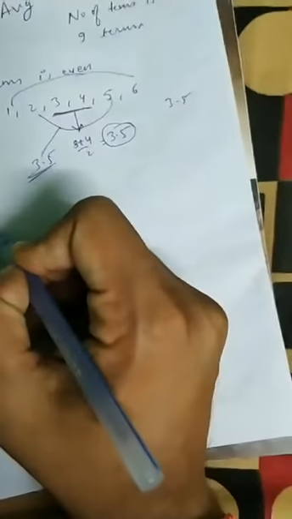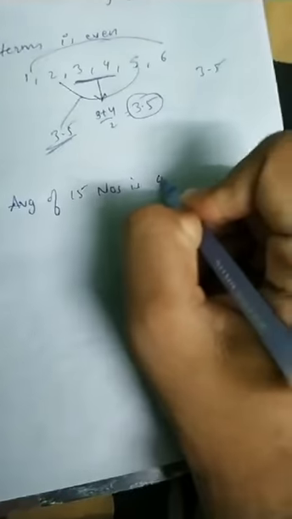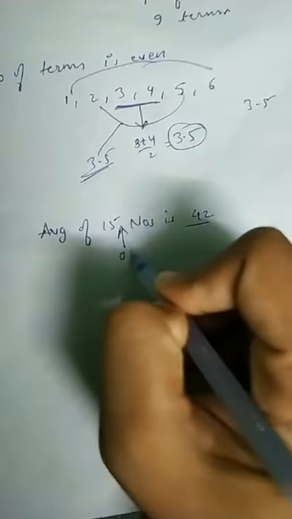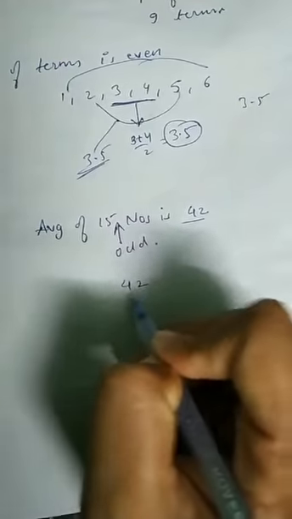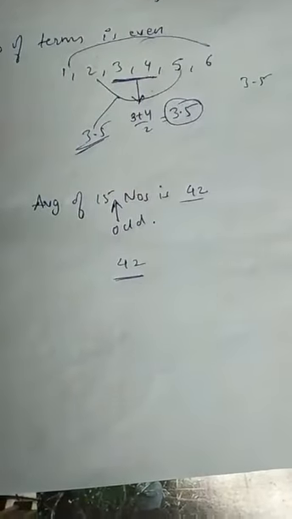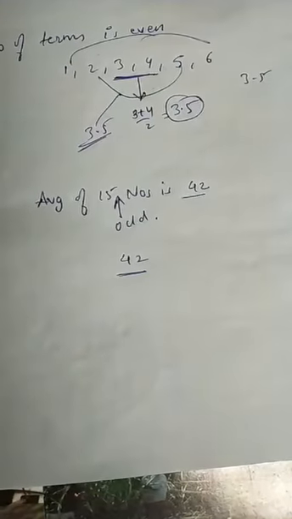Okay, now suppose we have a question: the average of 15 consecutive numbers is 42. What can we assume here? The number of terms is odd. So directly we can say that 42 will be the middle term, since it is the average. We have already seen that the average for an odd number of terms is the middle term.